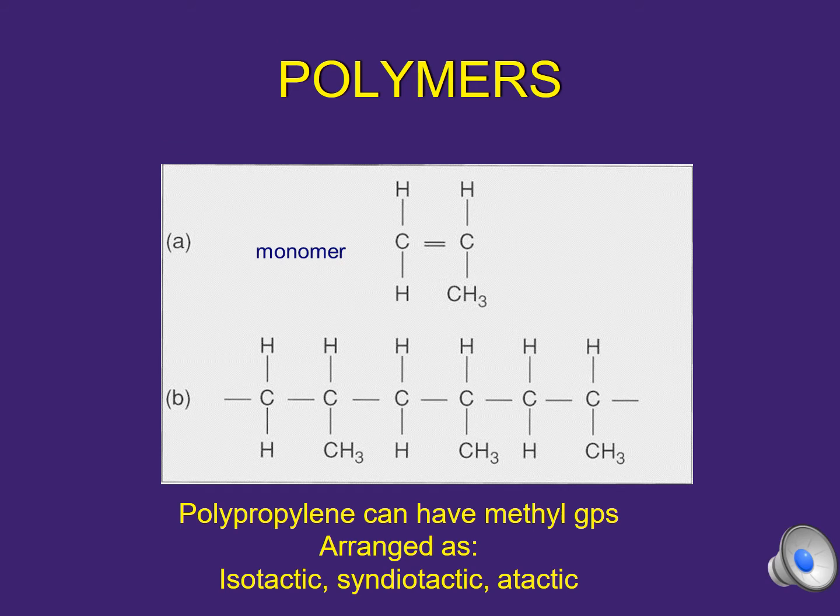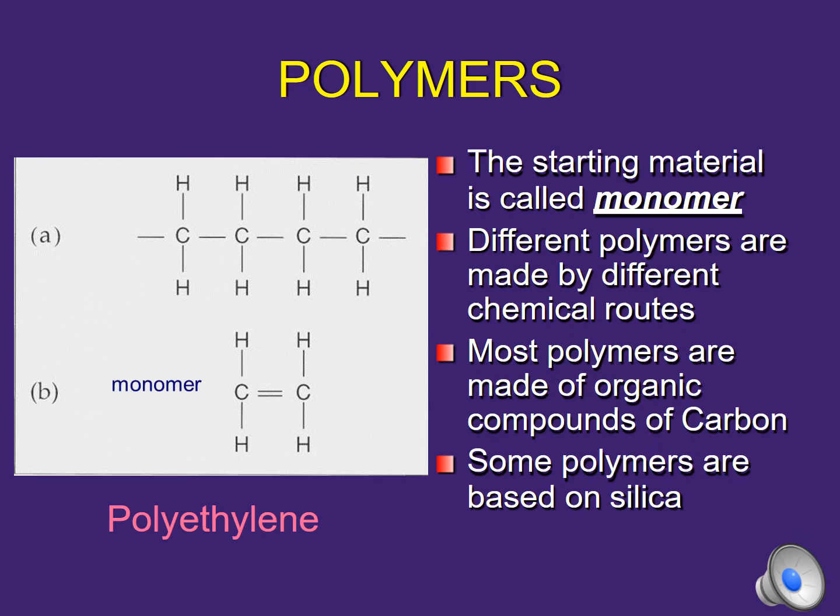Polypropylene differs from polyethylene in the arrangement of the methyl group, in which they are isotactic, which means all on one side, syndiotactic, alternate from side to side, and atactic, switched from side to side in a random manner. As I mentioned, the starting material of a polymer is called monomer. So in this figure, the polyethylene in A is derived from the ethylene which is in B.